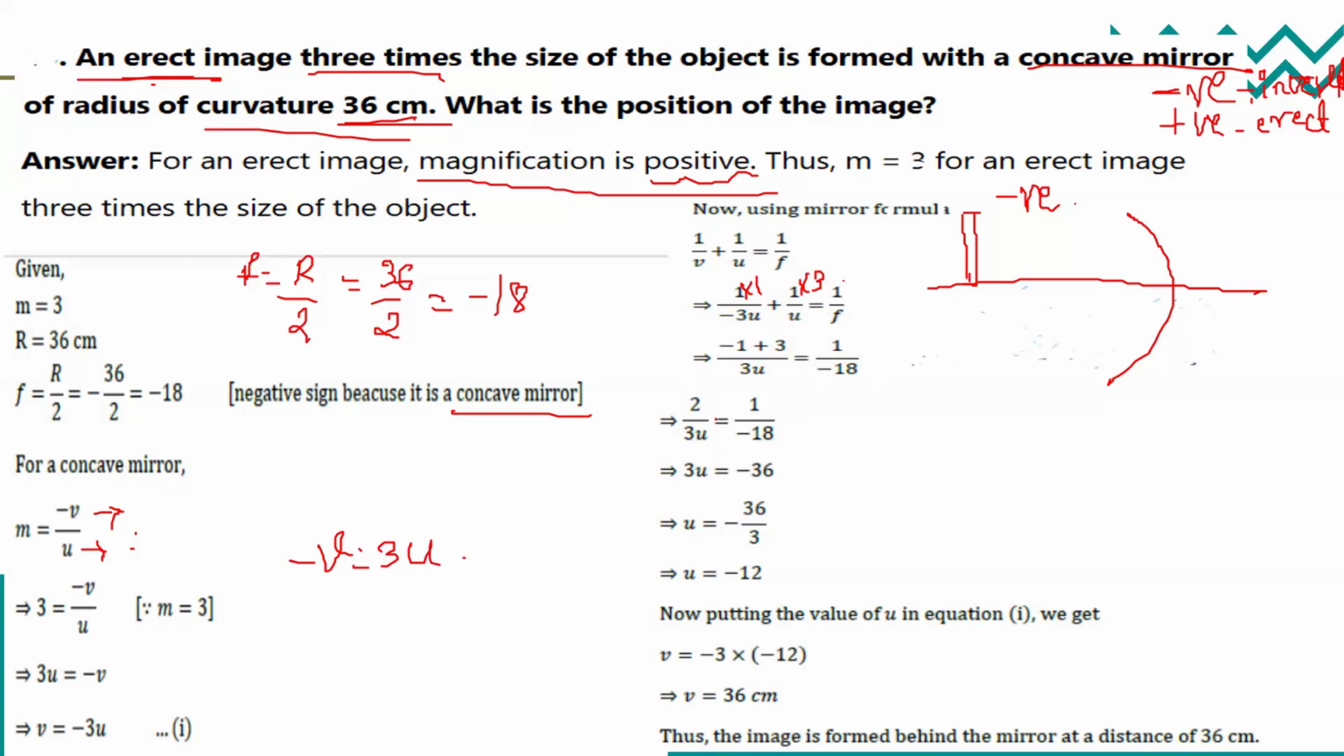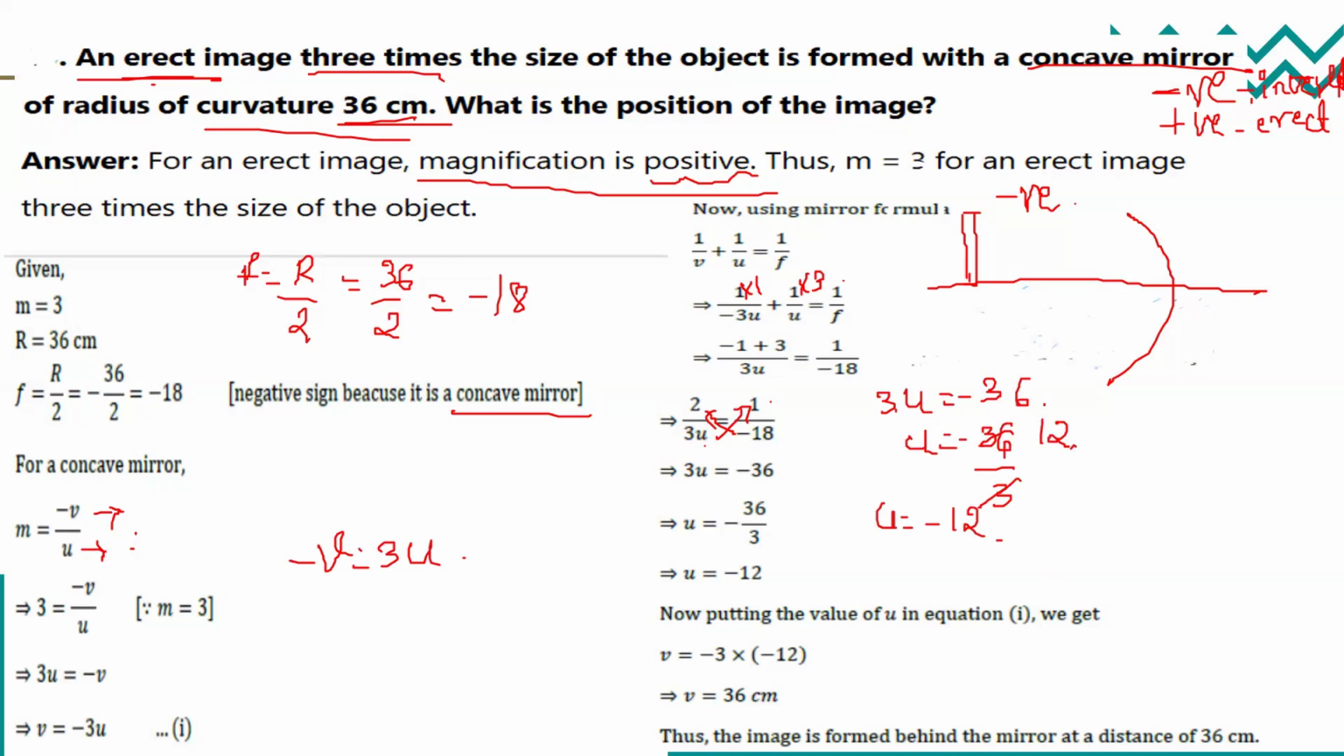3U is equal to 18 into 2. Okay, do cross multiplication. 3U into 1 is 3U and 18 into 2 is 36, and here minus is there. Therefore, it is minus 36. Now transfer this 3 to this side. U is equal to minus 36 divided by 3. That means U is equal to minus 12. You will get minus 12.